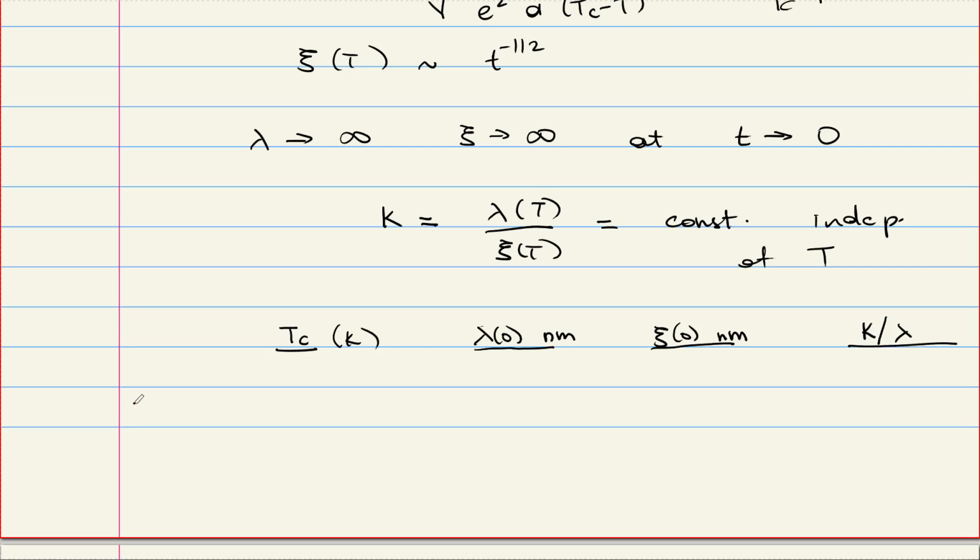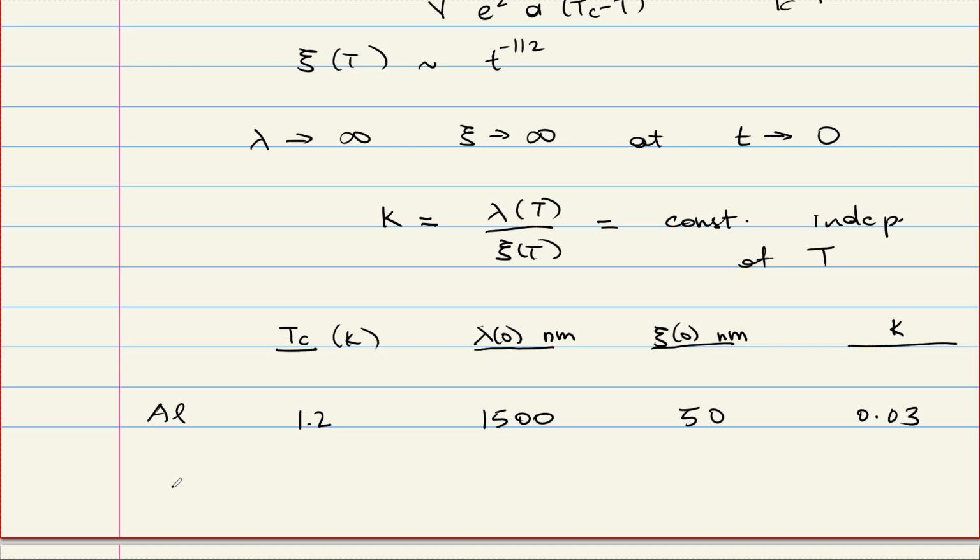One of the best understood superconductors is aluminum, and its Tc is 1.2 Kelvin. The London penetration depth is something like 1500 nanometers, and the coherence length is about 50 nanometers. Oh sorry, this is not kappa over lambda, this is just kappa. Kappa is much smaller than 1, something like 0.03.